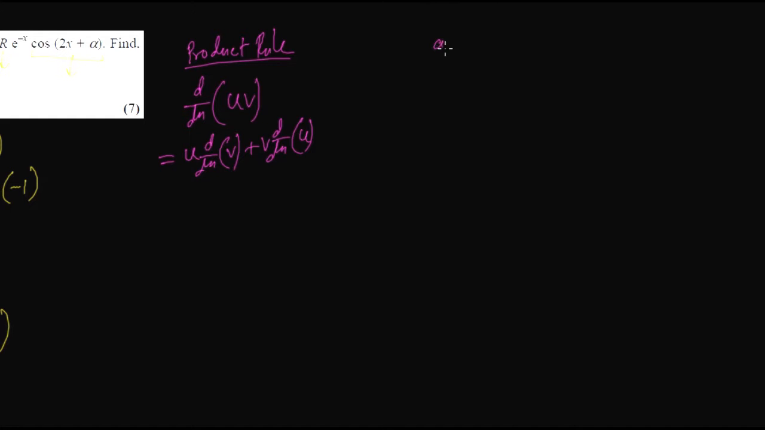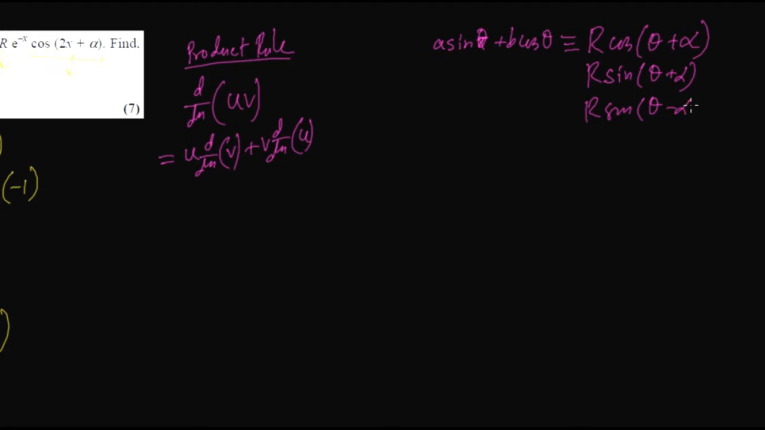When you have a sine theta plus b cos theta, and you have to express it as r cos (theta plus alpha), and it could be something else also. It could be r sine (theta plus alpha), it could be r sine (theta minus alpha), it could be r cos (theta minus alpha), it could be anything. The main thing is a sine theta plus b cos theta has to be expressed in this format. So you have to find the value of r and alpha.